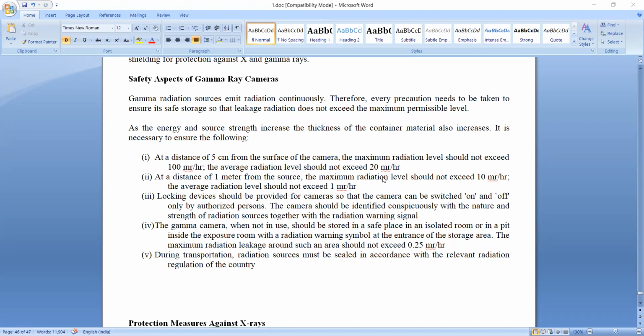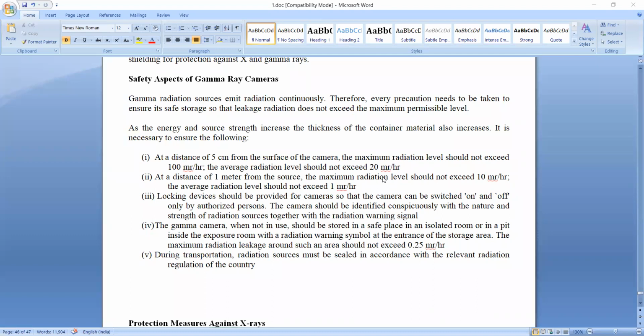Okay, next one. Suppose you are storing that gamma ray equipment, we should avoid the leakage. Means we should keep that gamma ray equipment in an isolated room or a pit. Means take a pit in the ground, keep that camera in it, and cover that pit with some seals. Okay, and we should arrange some warning symbols around that equipment.